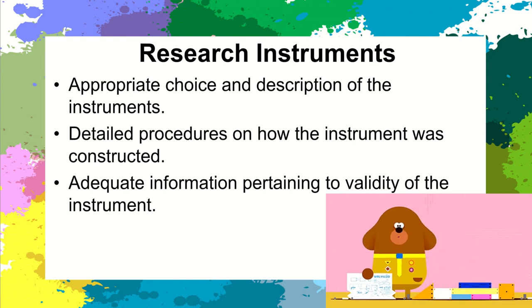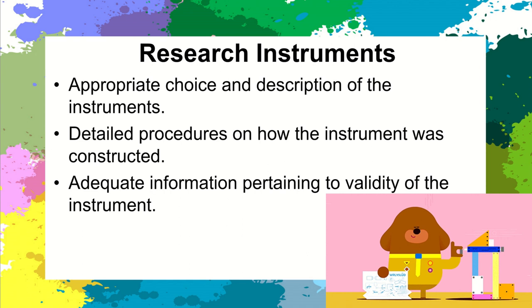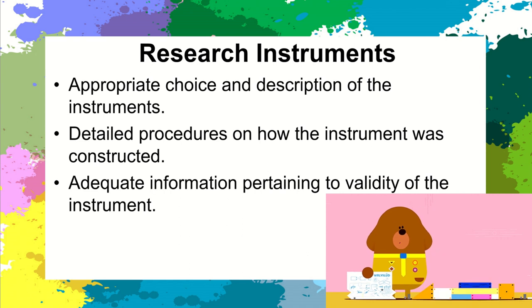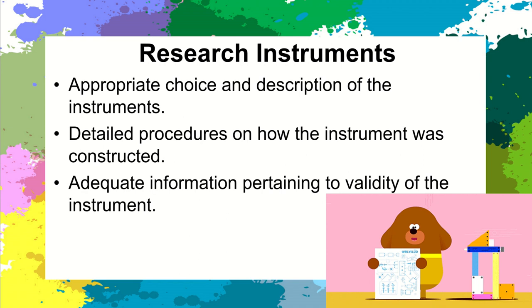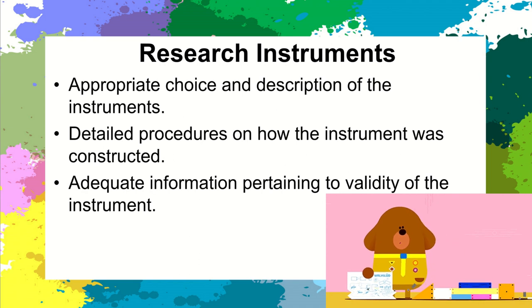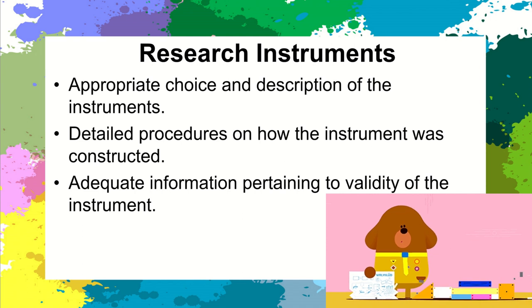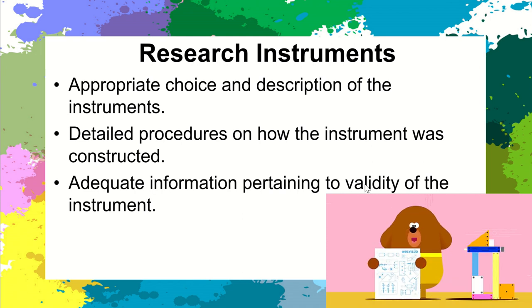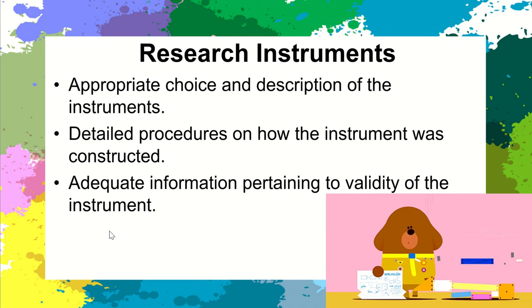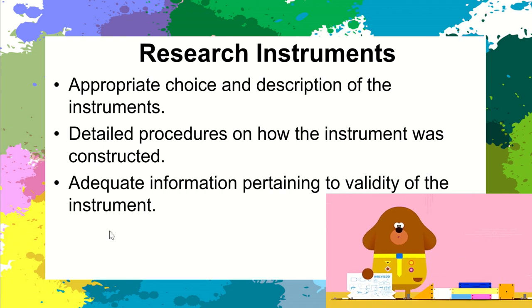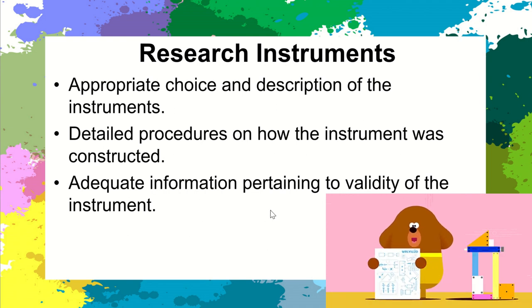So you have to indicate the full information of the instruments per variable. Okay? So, kasama yung Cronbach's alpha, for example, the purpose of that instrument, what will it measure? Okay? So, yan. And then, yun na nga, you have to include the validity of the instrument. Okay? The Cronbach's alpha.